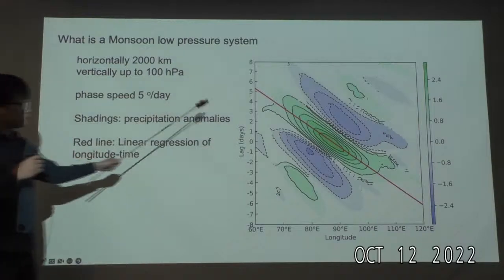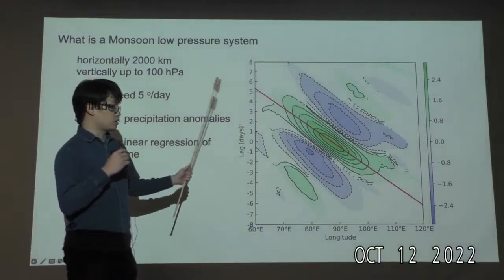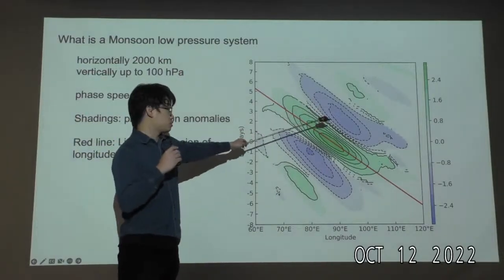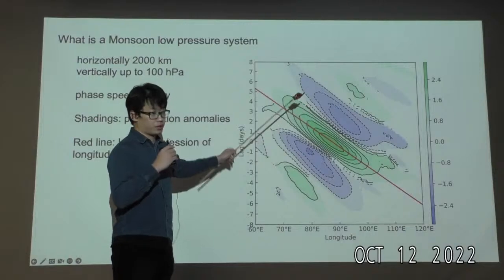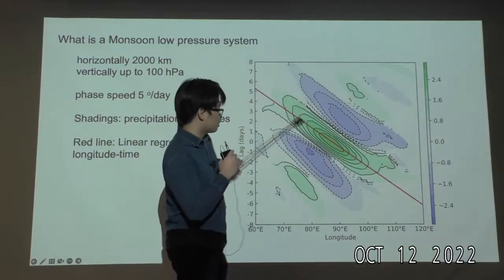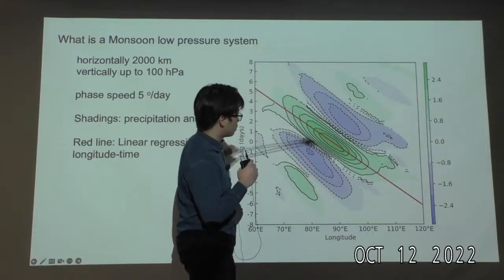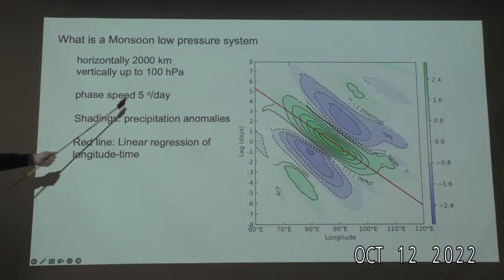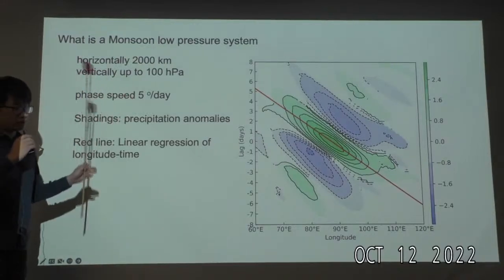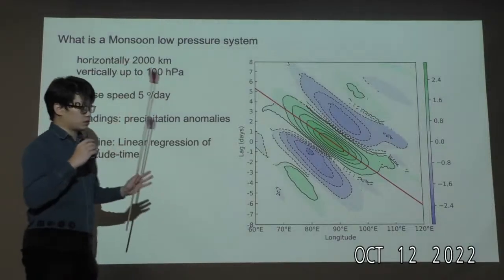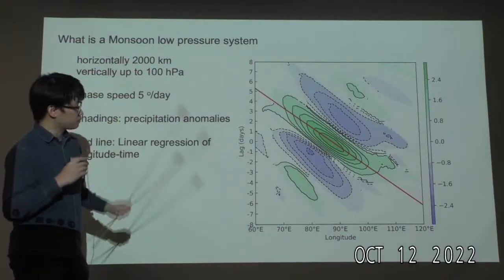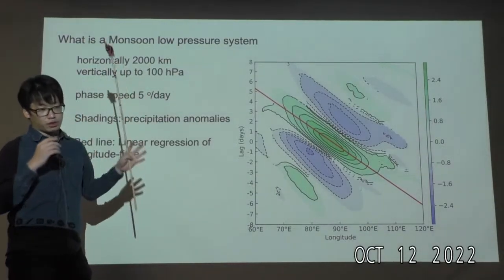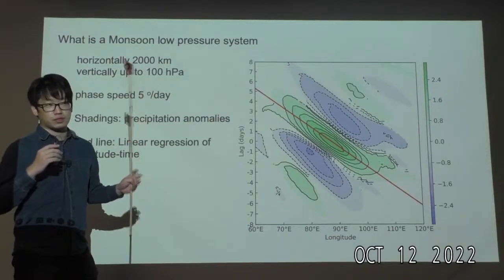This Hovmoller diagram is showing their phase speed. The shading here is precipitation regressed onto our index, which will be introduced later. The red line is a linear regression of this green block. You can see that the phase speed is about 5 degrees per day, which is pretty fast with respect to this kind of synoptic scale system. If we convert this unit to meters per second, it's usually around 6.7 to 7 meters per second.